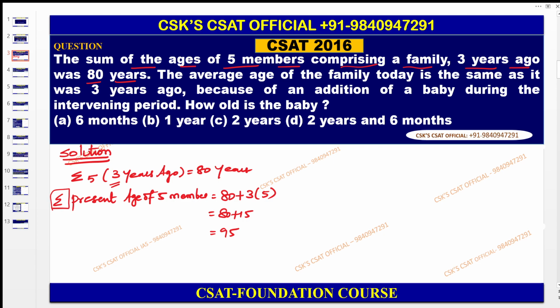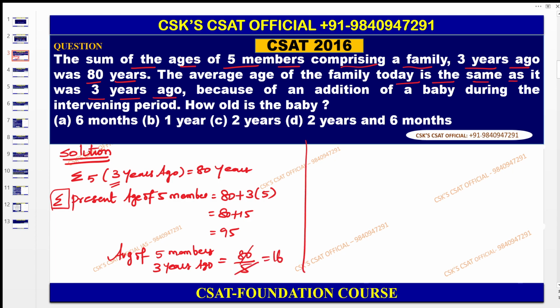Now after this they have provided that the average age of the family today is the same as the average age of it 3 years ago. So you can easily calculate the average of 5 members 3 years ago. 3 years ago the sum of ages was 80, so for 5 members you can easily calculate, that is 16 years.